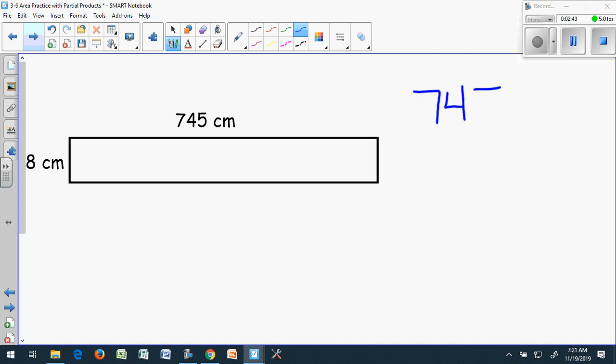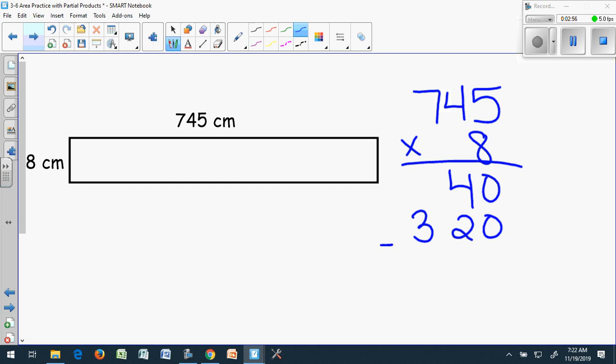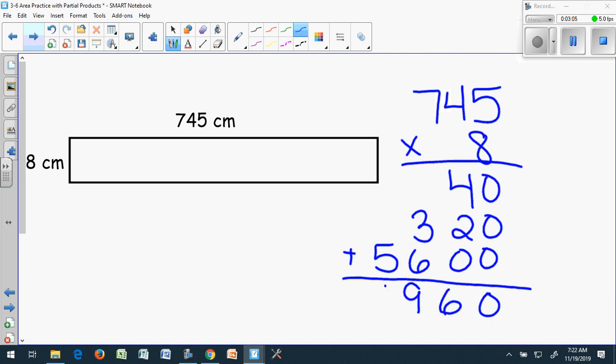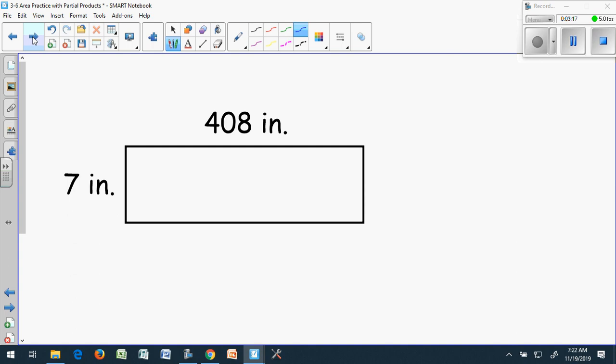Set up your problem. I'm going to multiply length times width. Pause the video and solve it. Area is 5,960 square centimeters. Length times width, 408 times 7. Do not let that 0 trick you. It actually makes it much easier to solve.